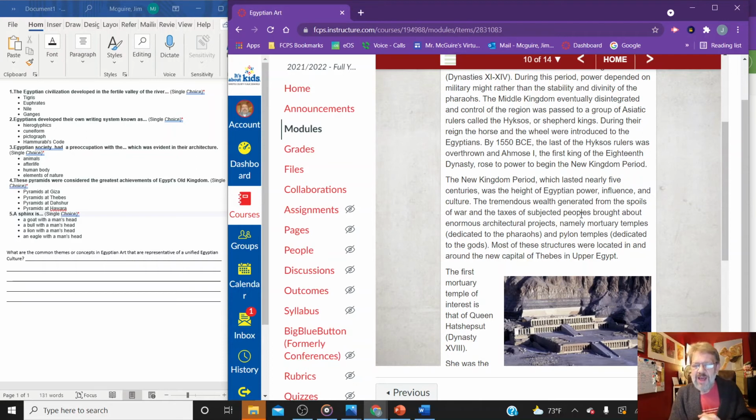That's pretty interesting. The last of the Hyksos rulers was overthrown by Ahmose, the first king of the 18th dynasty, who rose to power at the beginning of the New Kingdom period. The New Kingdom, which lasted nearly 5 centuries, was the height of Egyptian power, influence, and culture. The tremendous wealth generated from the spoils of war and taxes brought about enormous architectural projects, namely mortuary temples, again those dedications to pharaohs, and pylon temples dedicated to the gods. Most of these structures were located around the capital of Thebes and Upper Egypt.